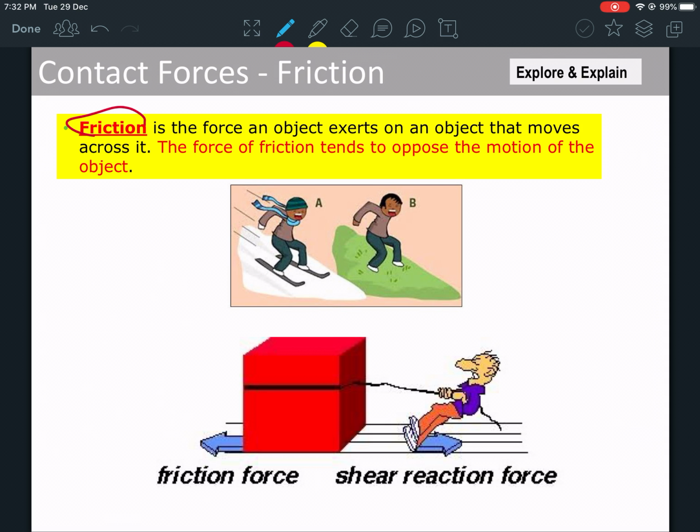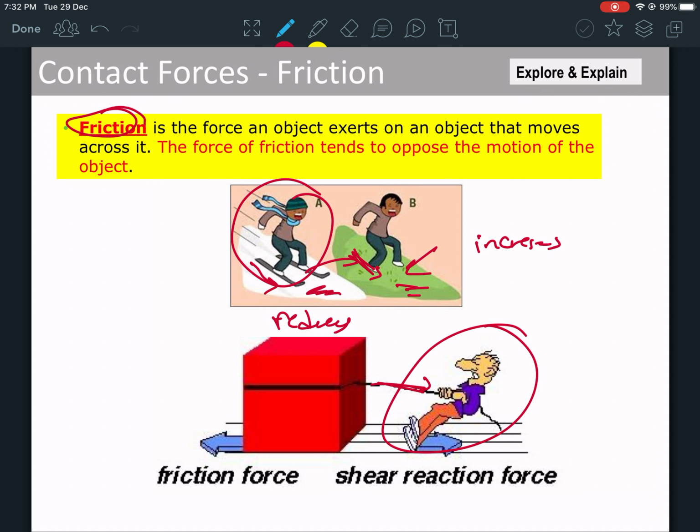Friction is also a contact force. For example, this guy is able to slide on the slopes of this mountain because of the snow. The snow reduces friction, but he's not able to do the same sliding if he were here on the grass. The grass increases friction. This guy is trying to pull this box, but because of the friction force this way, he's not able to. Now, to reduce friction, he can put some soap or some oil here, and he'll be able to pull the box more easily.